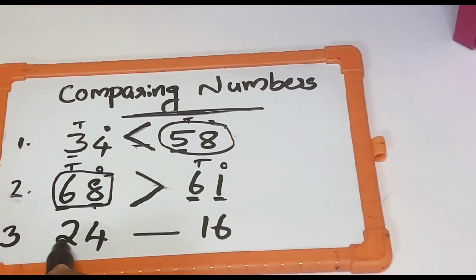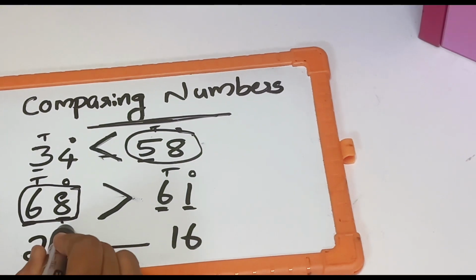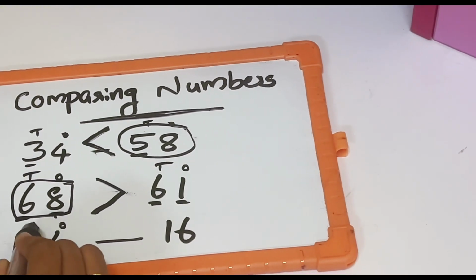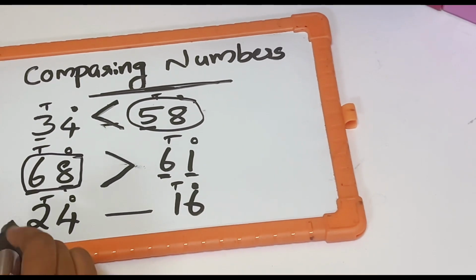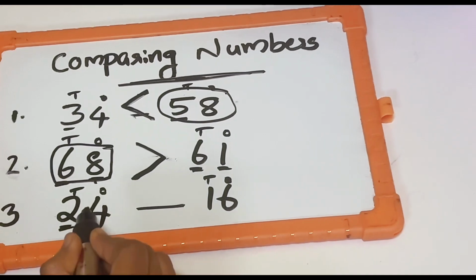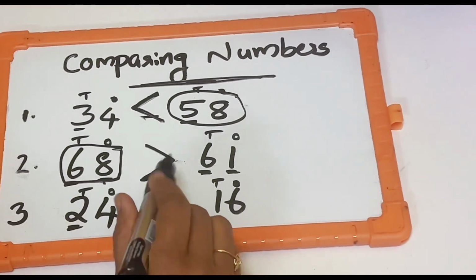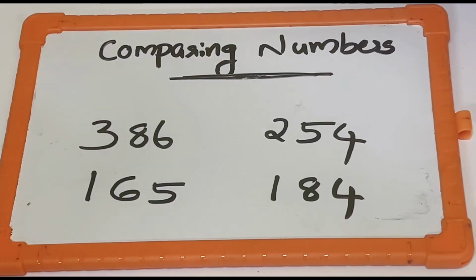Another pair, 24 and 16. Again we check the places: ones, tens, and here also ones, tens. First we check the tens place number. Which is bigger? 2 is bigger, right? So our crocodile's mouth will open like this.